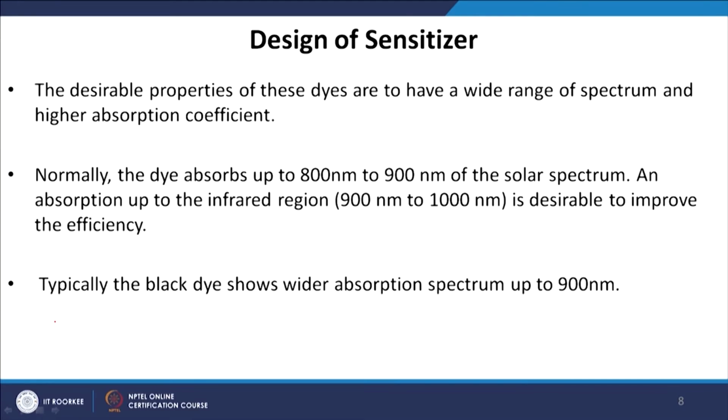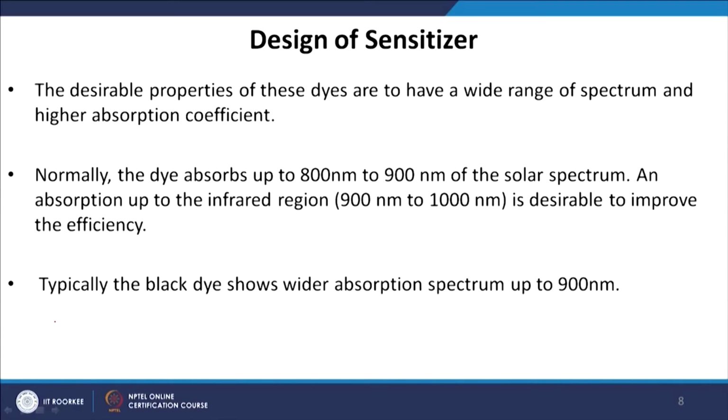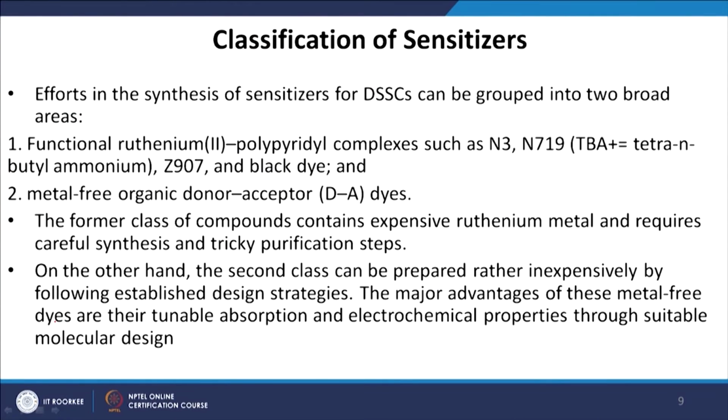So, if we want to improve the efficiency, we want absorption in the near IR range. Typically, the black dye shows a wide absorption spectrum up to 900 nanometers. That is why nowadays most of the emphasis is on synthesizing this kind of black dye for use in DSSC devices. Efforts in the synthesis of sensitizers for DSSCs can be grouped into 2 broad areas. The first is the functional ruthenium polypyridyl complexes such as N3, N719, which is also used with TBA, tetrabutylammonium, Z907 and black dye. The second approach is metal free organic dyes, which we write as D-A, donor acceptor kind of dyes.